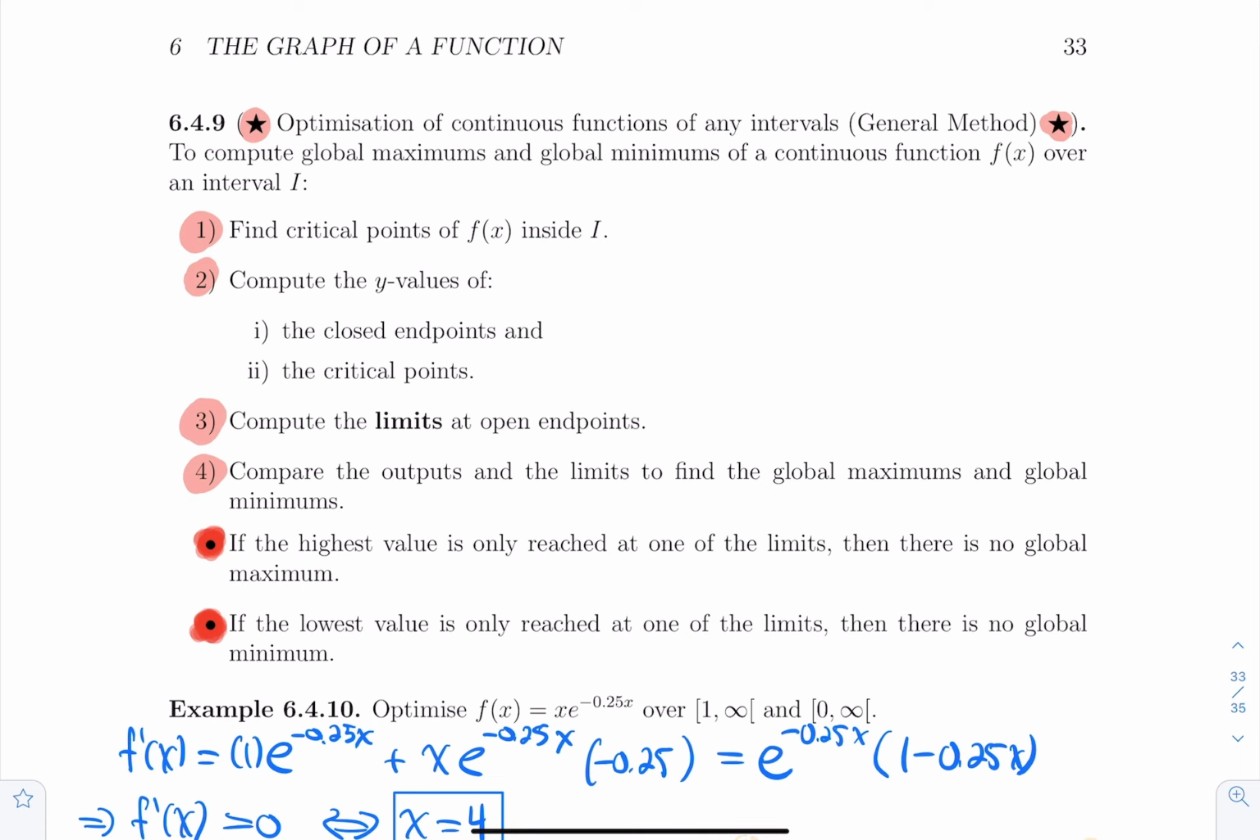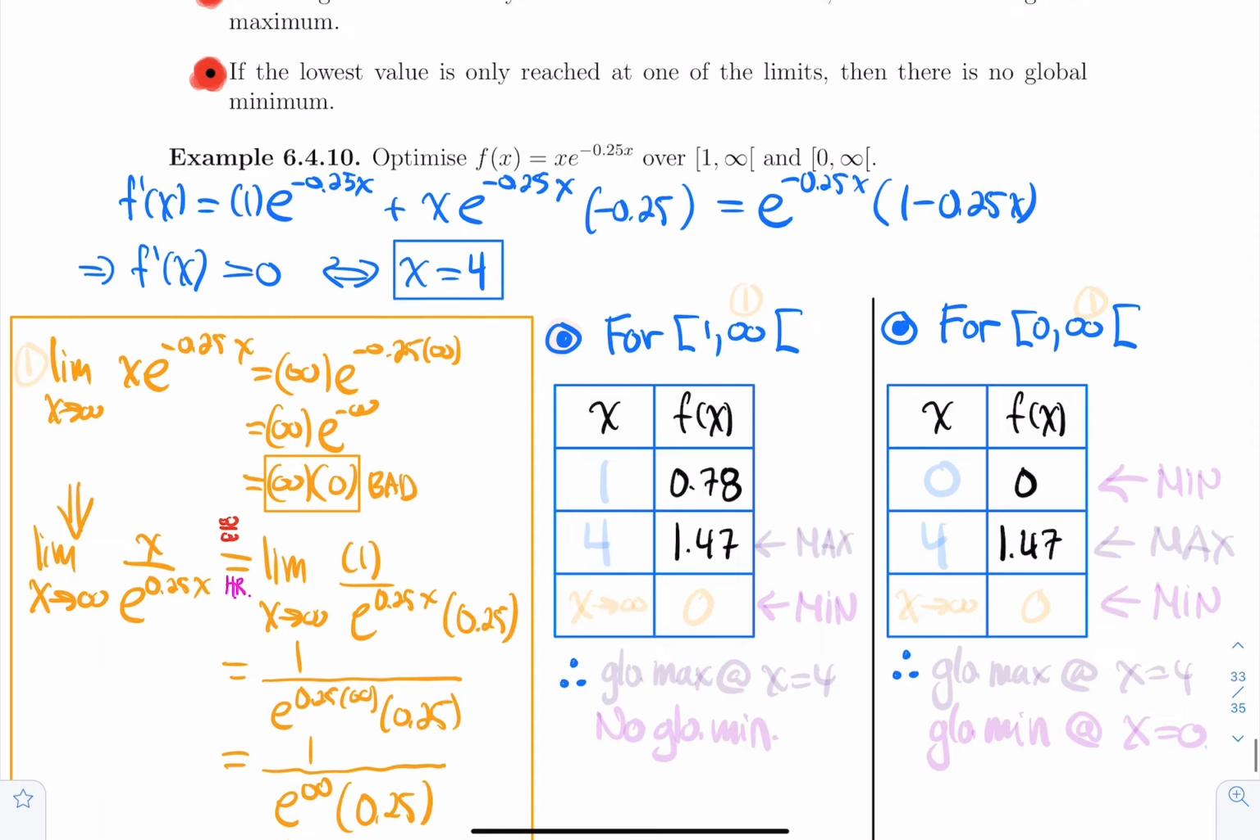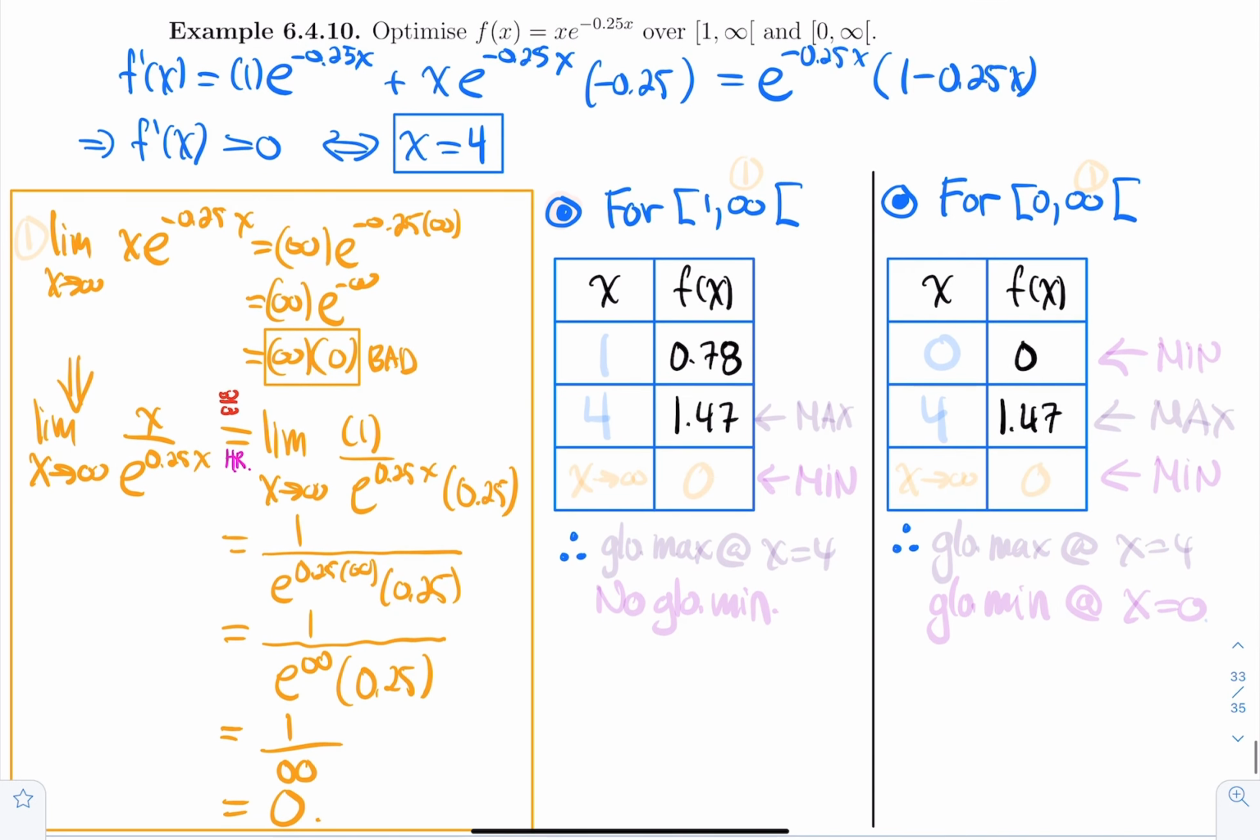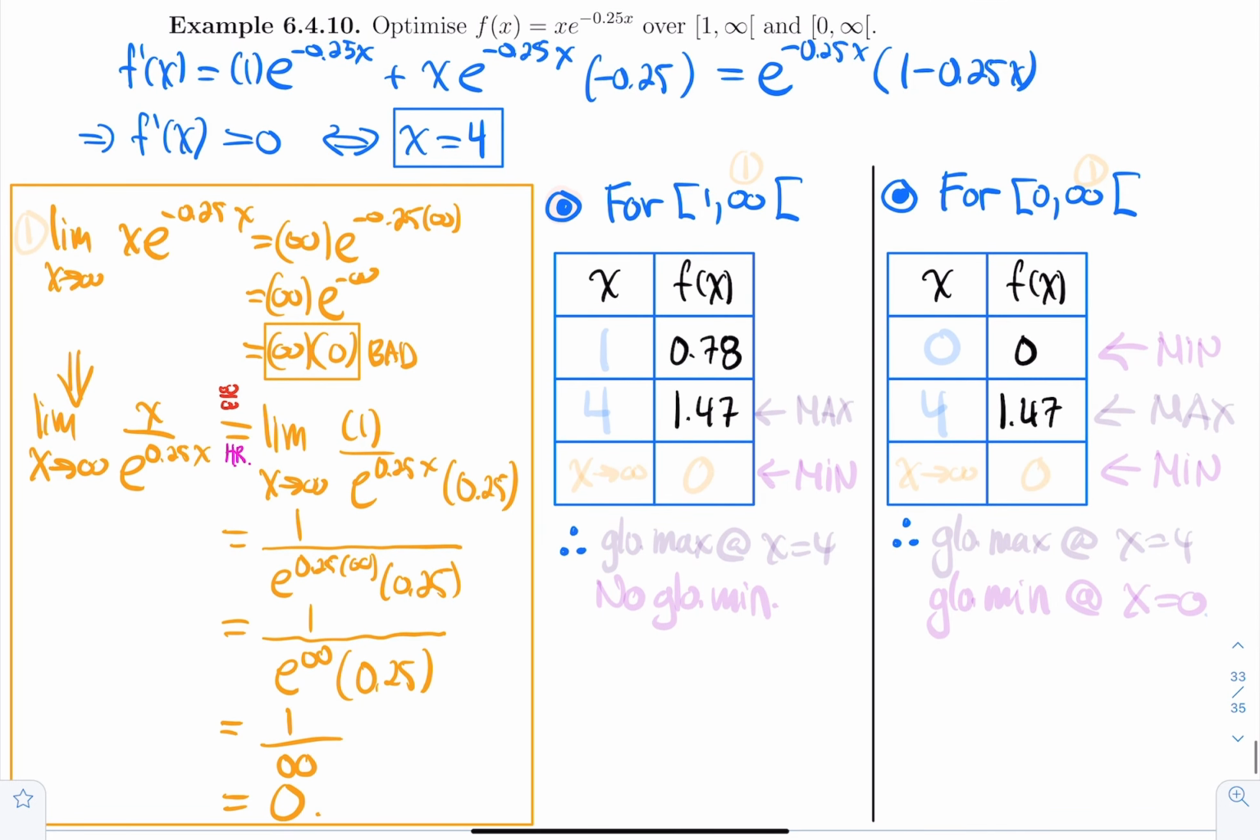All right, let's do an example of optimization of a function over a general interval. So here we go. Let's optimize f of x, which is x times e to the power of minus 0.25x. This is actually a function that we studied before in an example of optimization over a closed interval, but we're going to study it again over the interval 1 to infinity and also over the interval 0 to infinity.